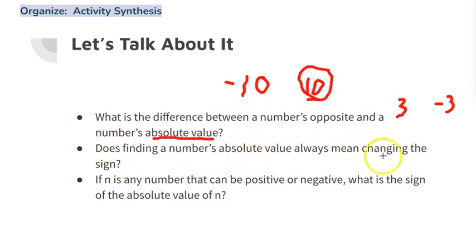Does finding a number's absolute value always mean changing the sign? Not necessarily. When you talk about positive numbers, it isn't. But when you're talking about negative numbers, it is. If n is any number that can be positive or negative, what is the sign of its absolute value? Yeah, it doesn't have a sign. It doesn't have a positive or a negative sign. It's just that number. So it doesn't matter what number you plug in there, if you're talking about its absolute value, it's going to have neither a positive or a negative. It's just going to be the number.